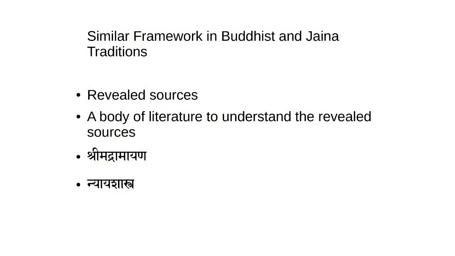And this is not unique to just the Hindu traditions. A similar framework can be found in both Buddhist and Jaina works also. So you have the Buddha Vachanas or Jaina Vachanas, which are revealed sources. And you have a body of literature to understand such revealed sources. It can be Vedas, which are Apaurusheya, which we discussed yesterday, or it can be some kind of Yogi Vachana, Buddha Vachana, Jaina Vachana, and the literature that comes around to understand that kind of revealed experiences. And the commonalities of these three traditions can be seen by the fact that Ramayana is found in all these three traditions. There are a lot of similarities.